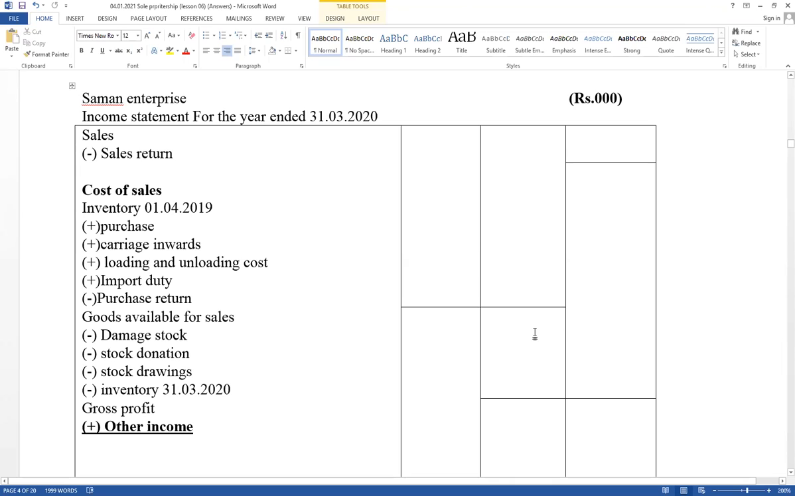But if it has given in the trial balance, damage stock should be included under other expense. Donation also the same way. Donation is an expense, should be included under other expense. But if it has given in additional information, it should be recorded here also. Drawings, part of equity, that value should be deducted from equity. But if it has given in additional information, it should be deducted here also. Only stock drawings, stock donation, and damage stock. And closing stock should be adjusted here.